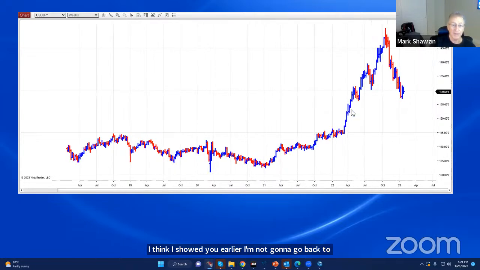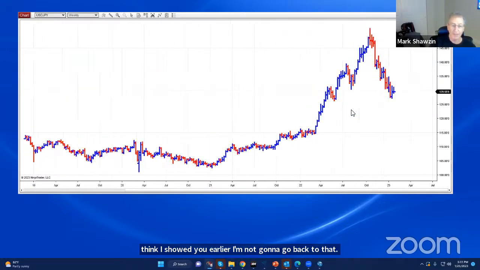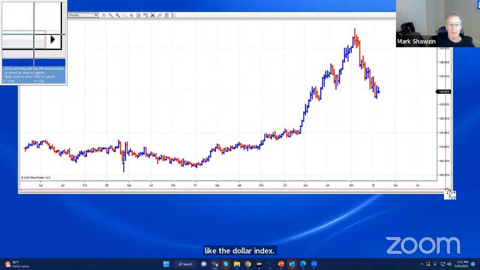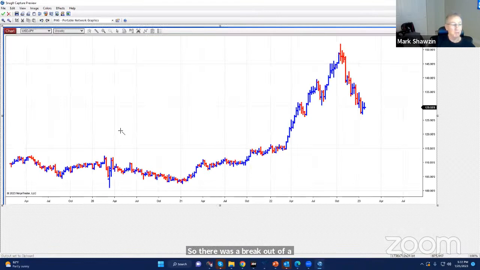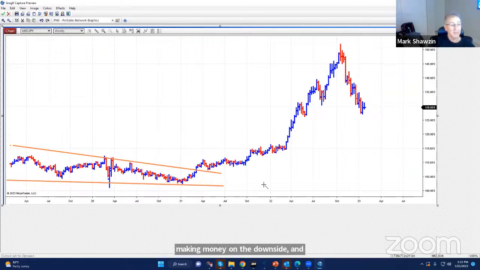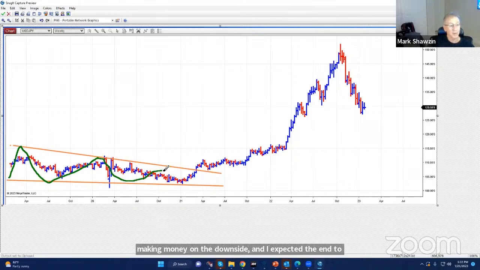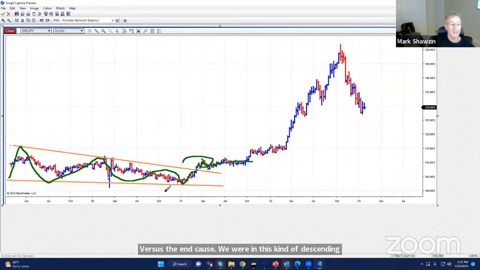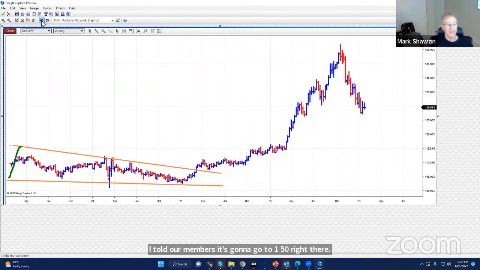So this is the dollar yen, and it looks kind of a lot like the dollar index. There was a breakout of a long-term descending wedge, a 4-year thing where I was mainly making money on the downside. I expected the yen to go lower, the dollar versus the yen, because we were in this kind of descending pattern, and then all of a sudden it popped out here. And I told our members it's going to go to 150 right there. And it went to exactly 150. And now I think this yen move is over.